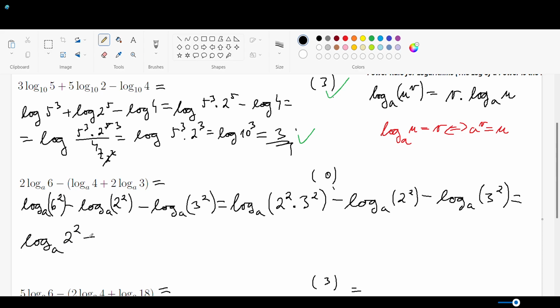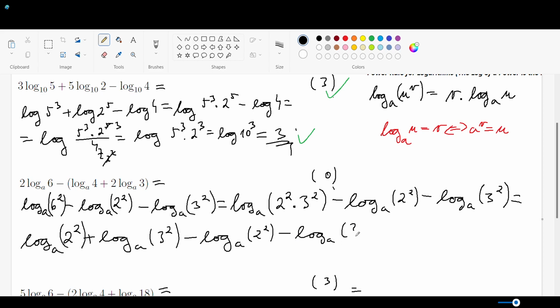It would mean logarithm base a of 2 squared plus logarithm base a of 3 squared, minus logarithm base a of 2 squared, minus logarithm base a of 3 squared, is equal to. And now, as you can see, this logarithm will cancel with this logarithm, and this logarithm will cancel with this logarithm, so the result is really 0.